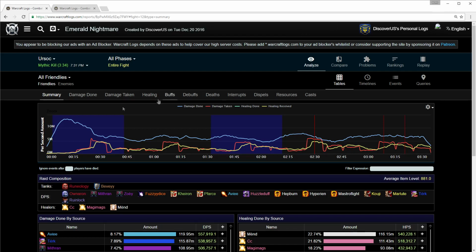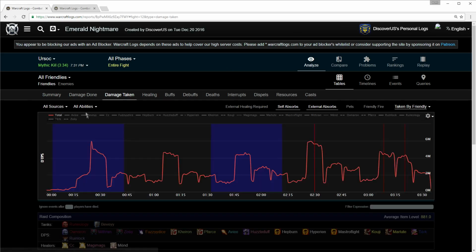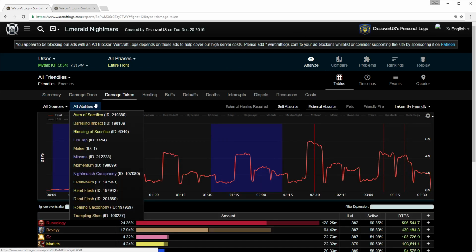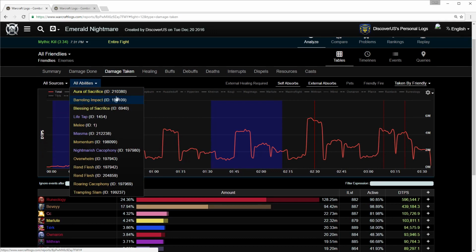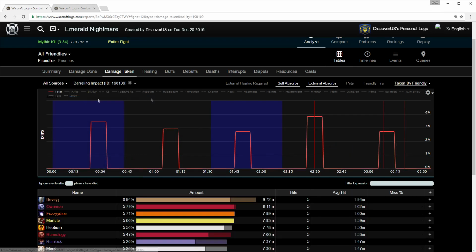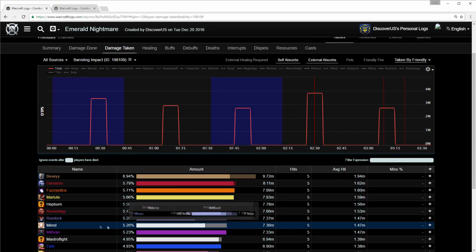So what I normally do is I look first at damage taken and then per ability. So during Ursoc, the abilities that I handle healing, and so what I'm really trying to find out is how I healed this attempt. So looking at the abilities here, barreling impact is the charge ability that Ursoc does. This is going to vary depending on what fight you did, but for me, in this situation, I'm going to be looking at barreling impact from Ursoc.